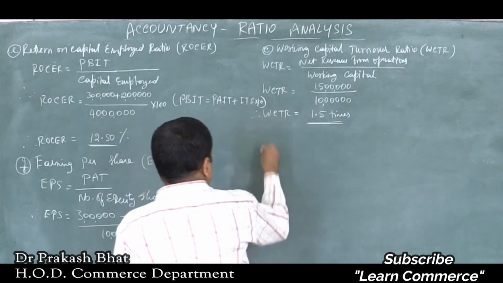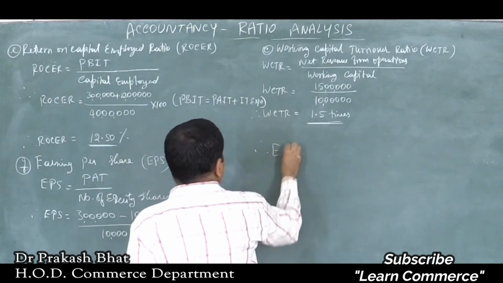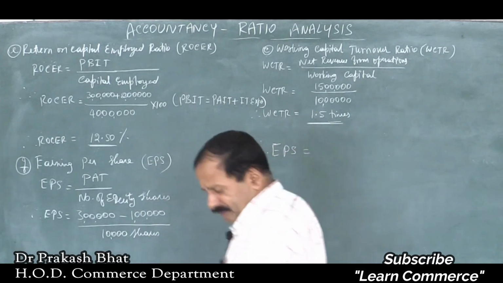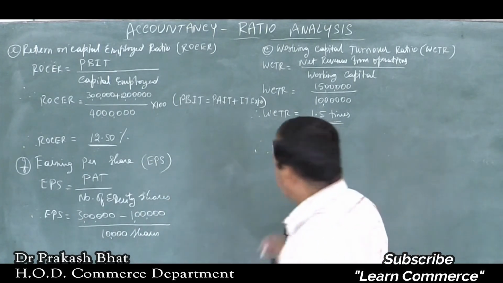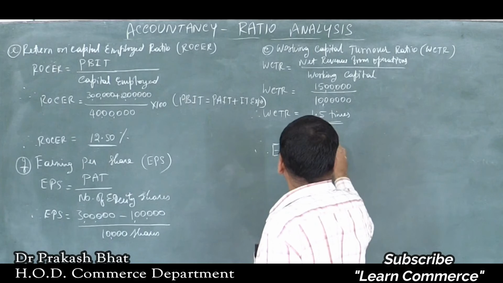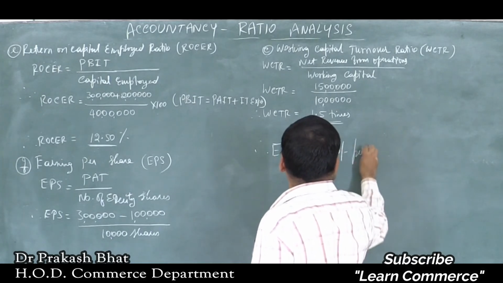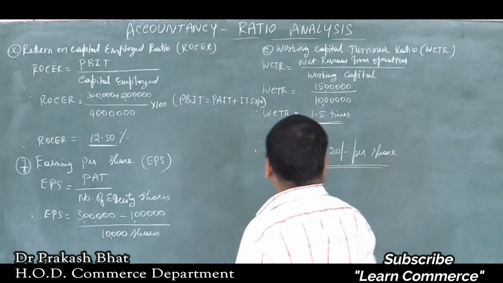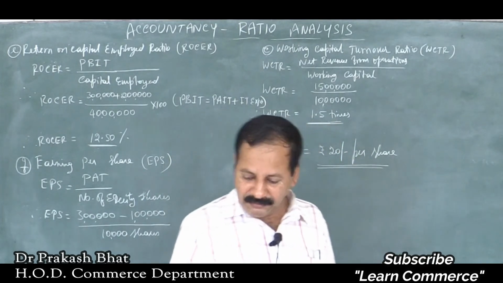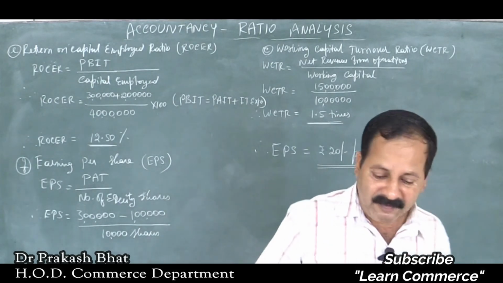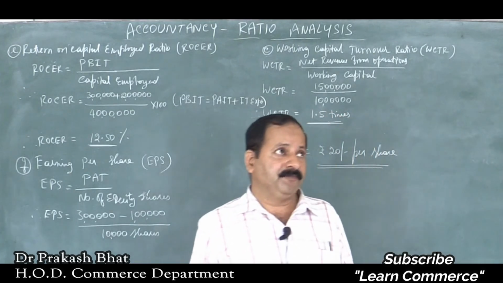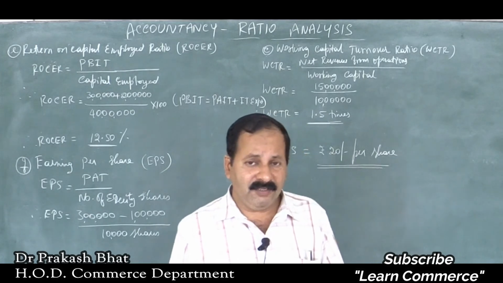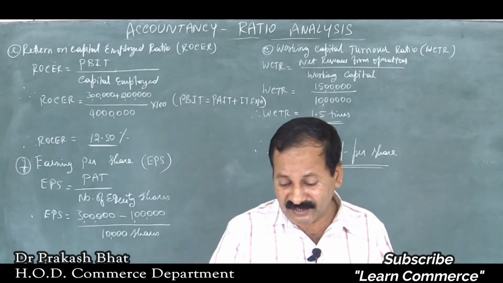So therefore EPS is equal to how much? Rupees 20 per share. Yes, this is how to solve a 12 marks problem with 6 ratios. Take the same problem as your assignment problem. Clear? And submit the assignment on time.